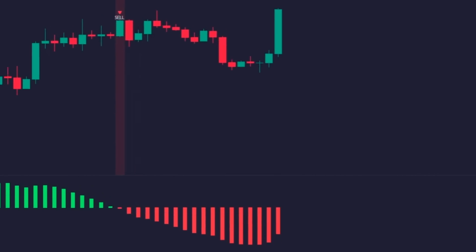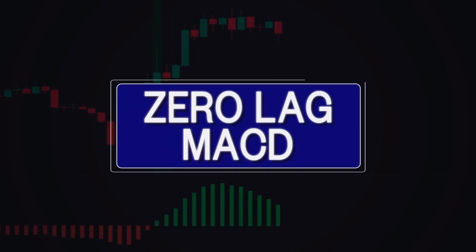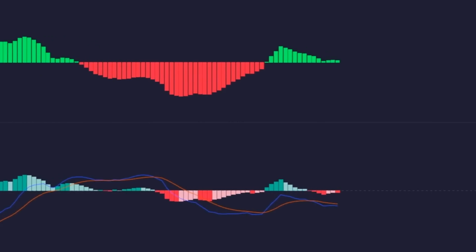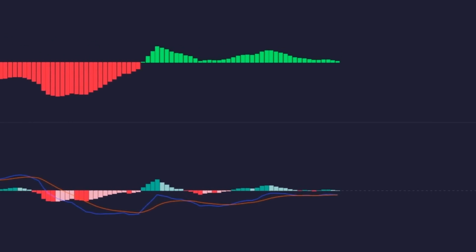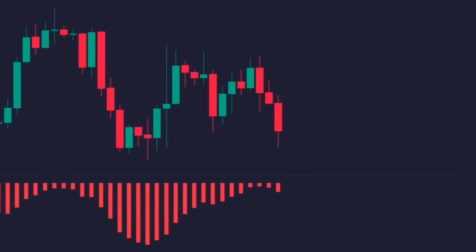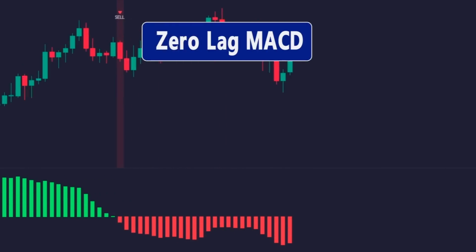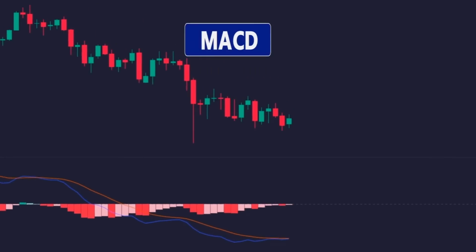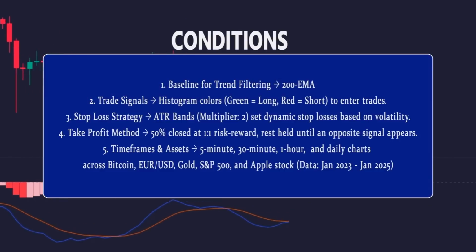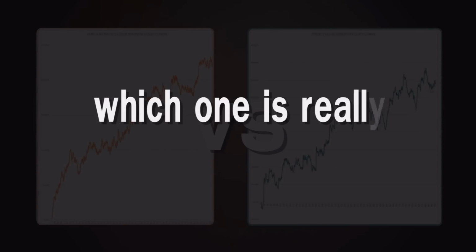Today we'll be testing a new version of the MACD called the Zero Lag MACD. This version claims to outperform the traditional one by reducing lag and providing quicker signals, and so today we'll put it to the test. But here's the twist: after testing the Zero Lag MACD, we'll also test the standard MACD under the same conditions and then compare the results to verify which one is really more profitable. Let's get started.